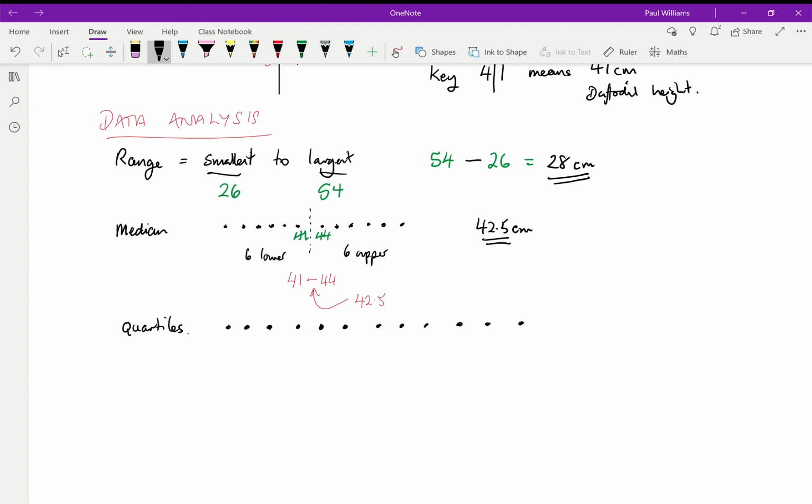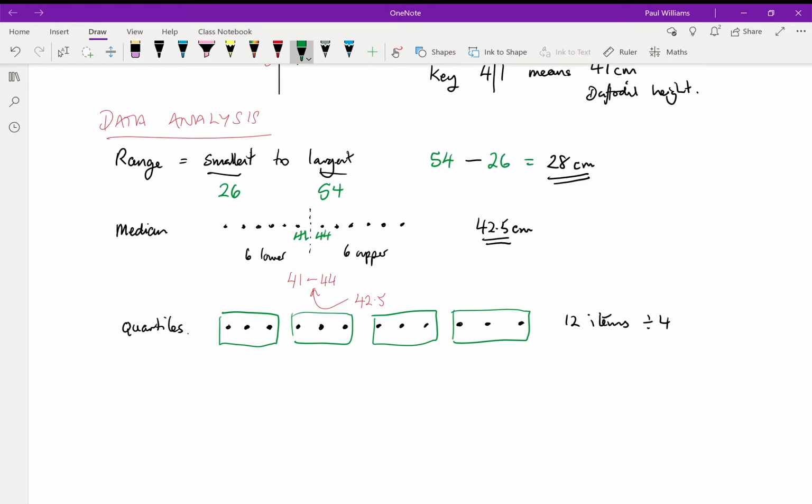Quartiles is the next thing to calculate. Well, we remember we had 12 items. If you divide that by 4, you break it into 4 groups of 3. So we've got the lower group of 3, and up here we've got the top group of 3, and we've got 2 other groups of 3.